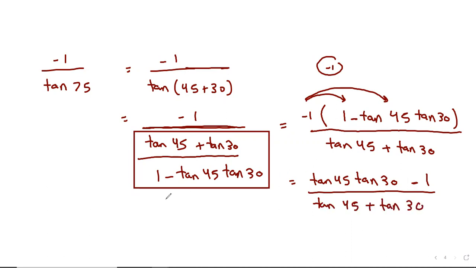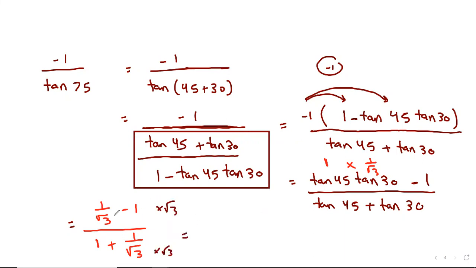So tan 45, as you know, it's 1. Okay, tan 45 is 1. And tan 30 is 1 over root 3. So 1 times 1 over root 3 is 1 over root 3, minus 1, over tan 45 which is 1, plus tan 30 which is 1 over root 3. Just to tidy it up and simplify it, multiply the top and the bottom by square root of 3, by square root of 3.